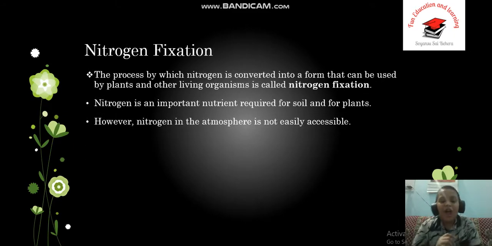Nitrogen fixation. I have told you that rhizobium bacteria convert nitrogen into a compound that can be used by plants. This process of converting nitrogen into a special compound is called nitrogen fixation. The process by which nitrogen is converted into a form that can be used by plants and other living organisms is called nitrogen fixation. Nitrogen is an important nutrient required for soil and for plants.